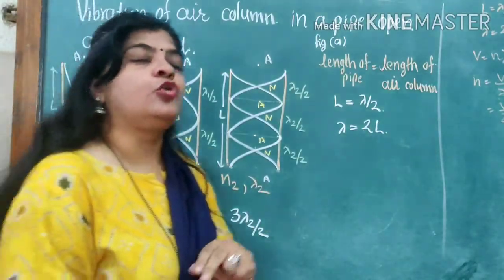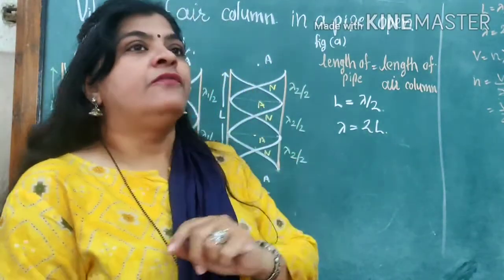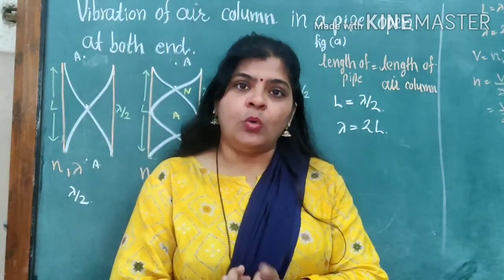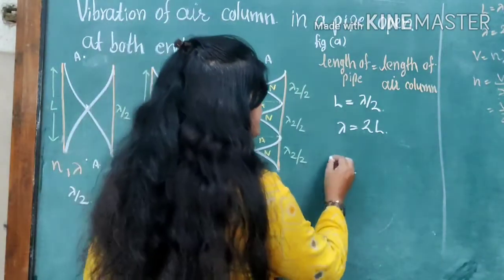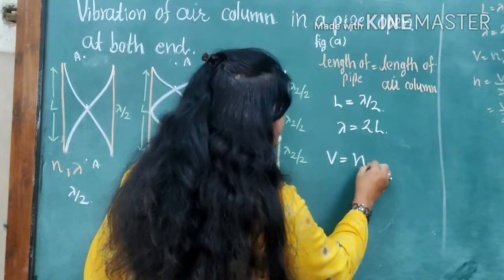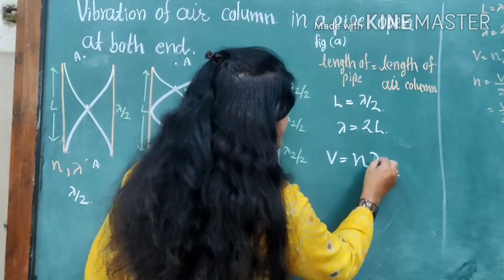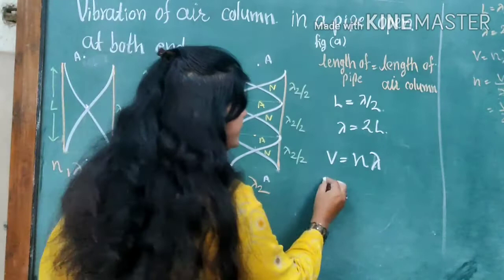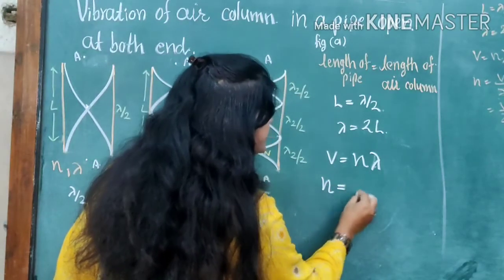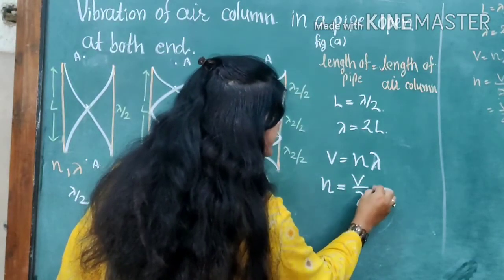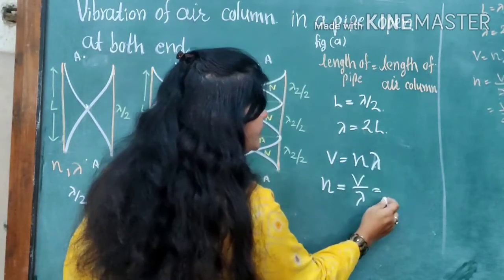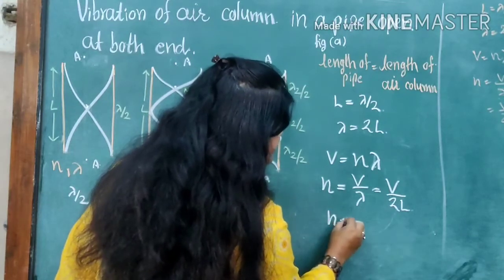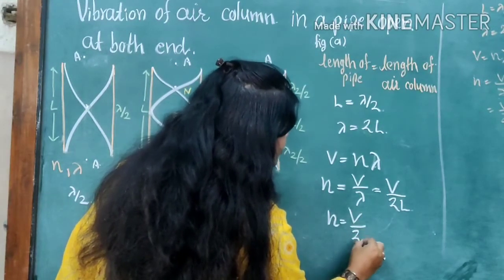But our aim is to find the frequency. Between frequency and wavelength there is a basic formula: V is equal to n into lambda, that is velocity V is equal to n into lambda. Got it? And our aim is to find the frequency, so frequency n is equal to V upon lambda. Then substitute the value of lambda as 2L. Therefore, n is equal to V upon 2L.